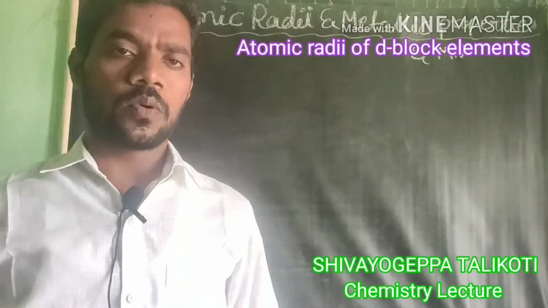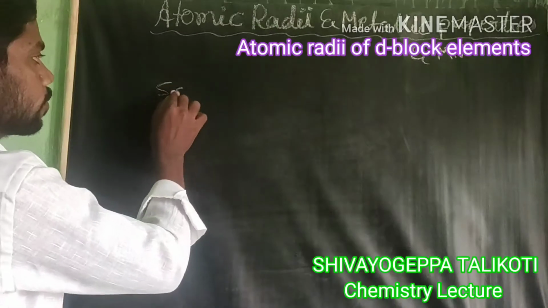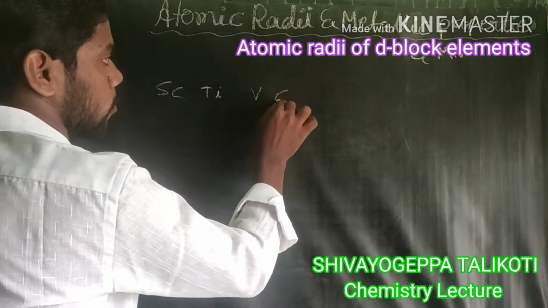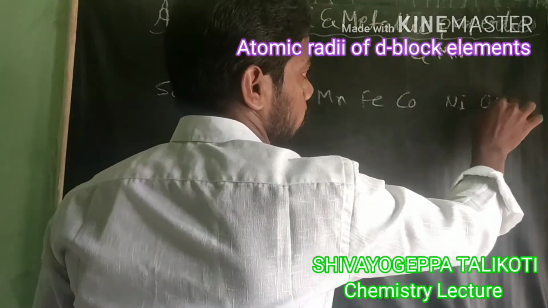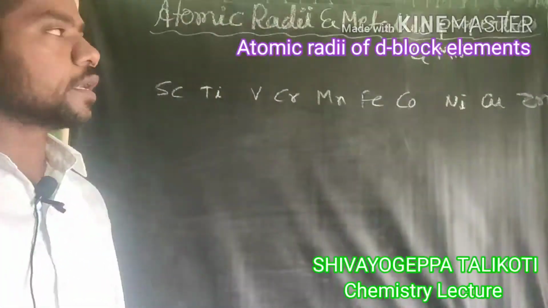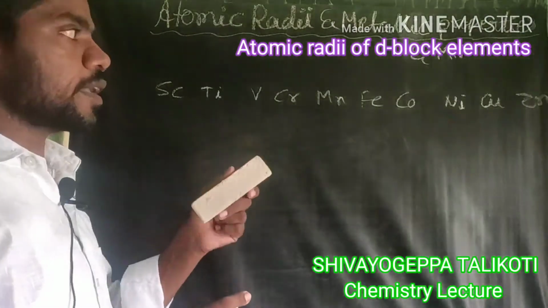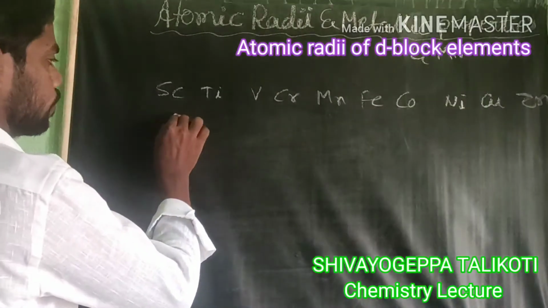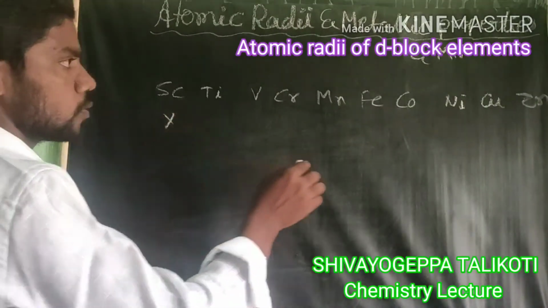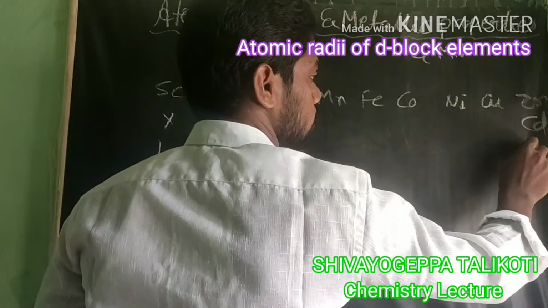Now in the D block elements, what changes, and how will the character change? For example, atomic radii. We know that scandium, titanium, vanadium, chromium, manganese, iron, cobalt, nickel, copper, and next zinc are the D block elements. In these D block elements, how does the metallic property, for example the atomic radius, increase or decrease? The next series is yttrium to cadmium, then lanthanum to mercury.